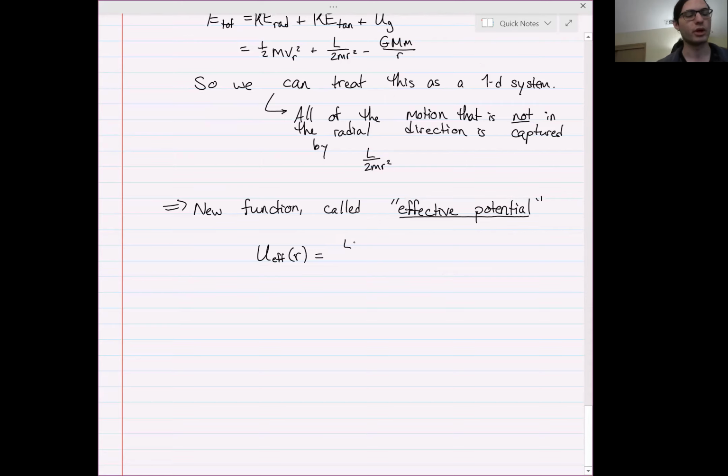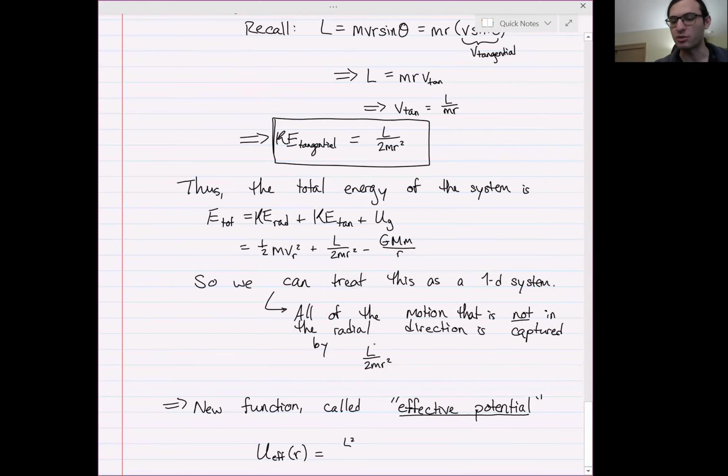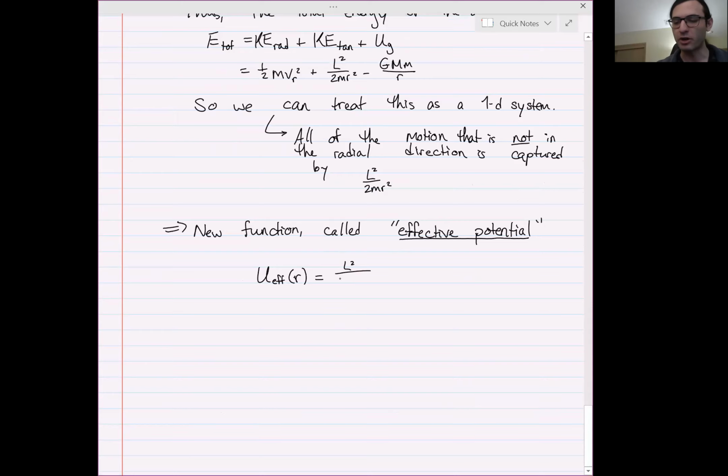L squared, oh, wait a minute. I think I dropped an L somewhere. Yeah, that should be L squared. My bad. L squared over 2 m r squared minus G M m over r.